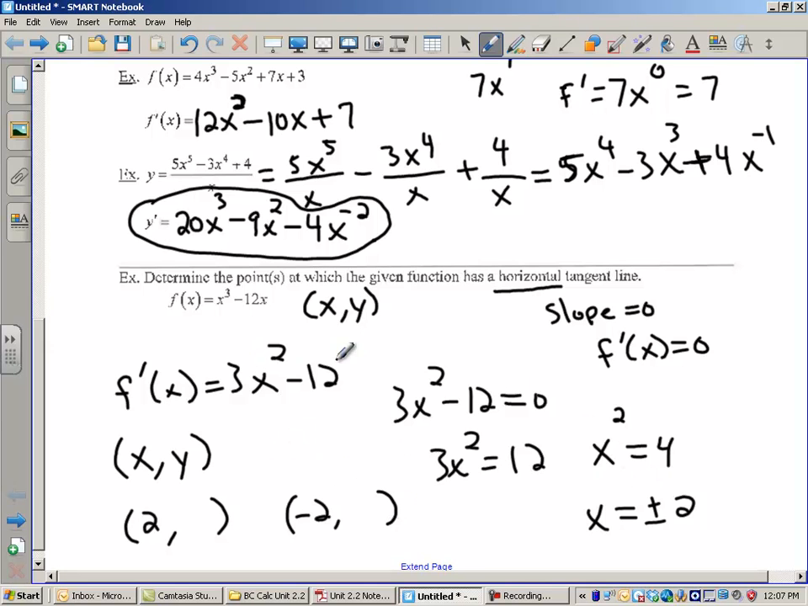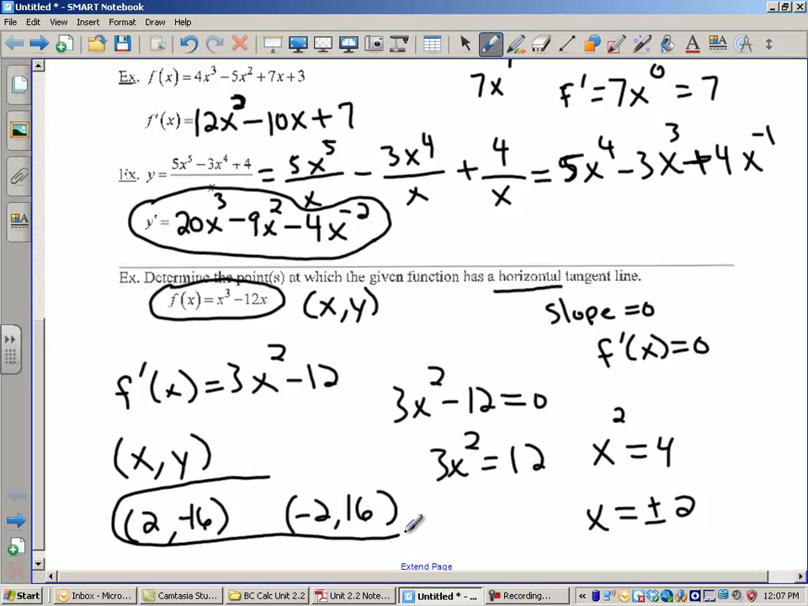How do we get the y value for any value for x? I'm sorry, the matching y value for any x value. You always use the original function, so you can plug in 2 in for x, and you're going to get negative 16. And then if you plug negative 2 in for x, you get a positive 16. So these are the two places where the tangent line is horizontal.